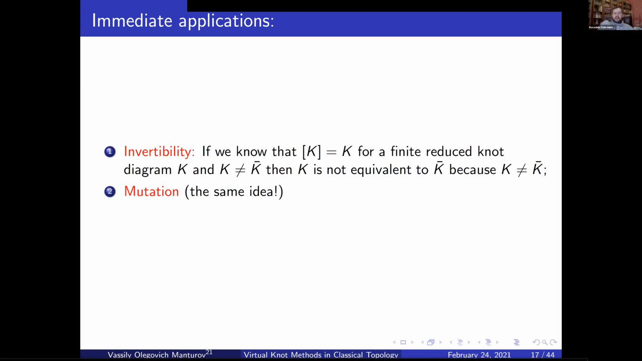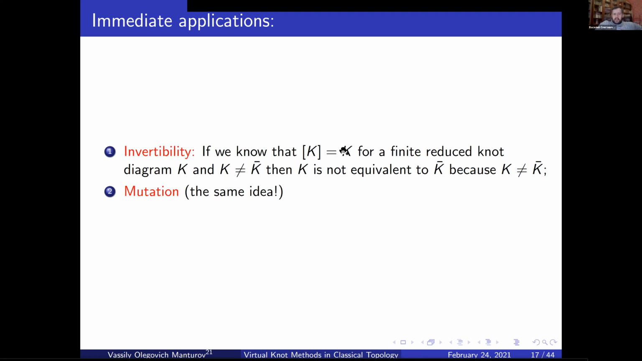Knot theorists like things like mutations and knot invertibility. So for example, we can invert our knot. We can invert the orientation and ask, are these two knots equivalent? Well, of course, no, if we have that the bracket of K is oriented. Actually, this is not the case for the initial parity bracket, but this works for other parity brackets.